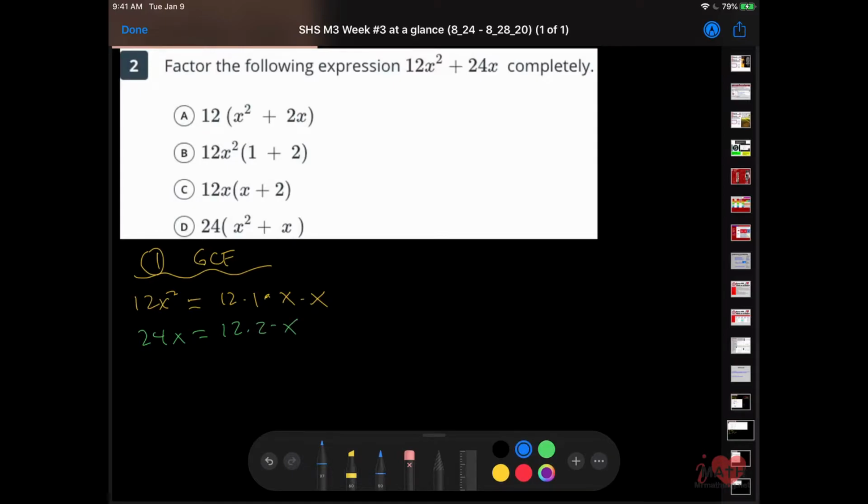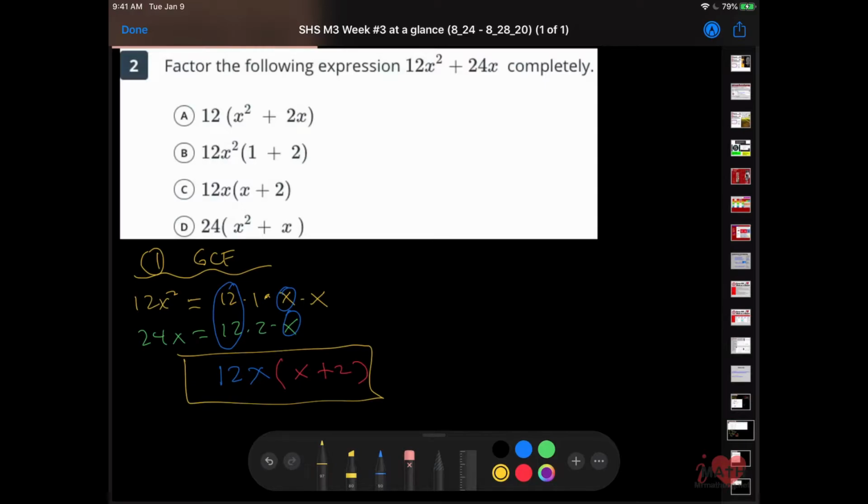Did you see why I picked 12 as my greatest common factor? So you have 12 there, and you have an x in common. And then you just go about what you did not circle. You have x plus 2, and this would actually be your answer.